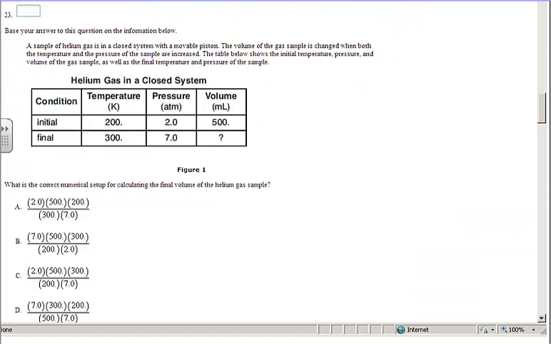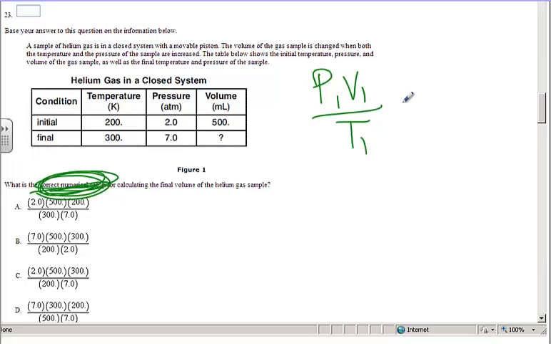And finally, okay, we have a question here. It says, what is the correct numerical setup? And I scribbled that out. But the correct numerical setup, guys, for calculating it: what you're going to do is P1 V1 over T1 equals P2 V2 over T2. Okay, and we're going to plug all this in. We have initial, that's all your P1s, V1s, T1s, and then final.